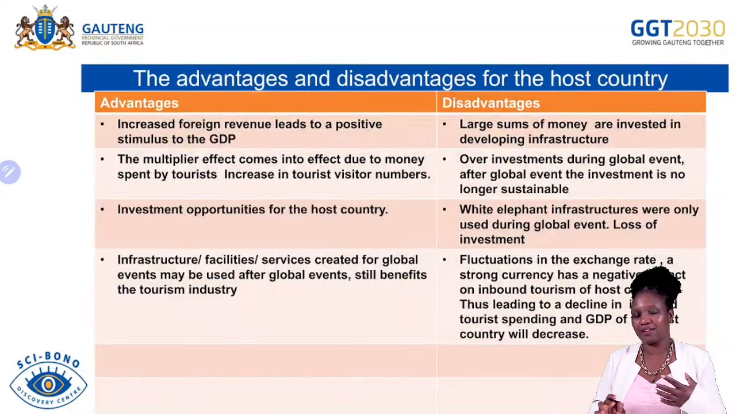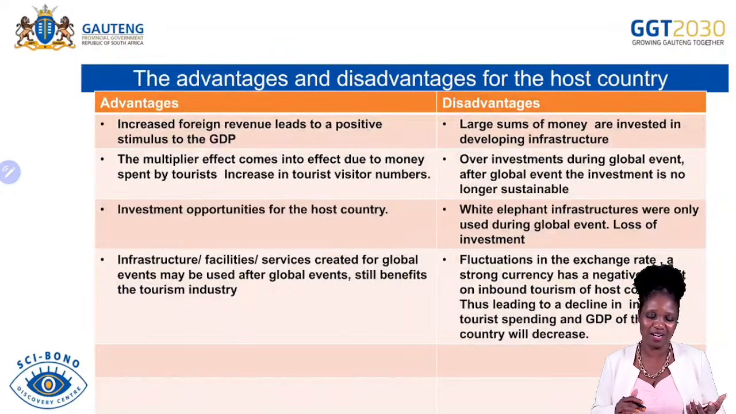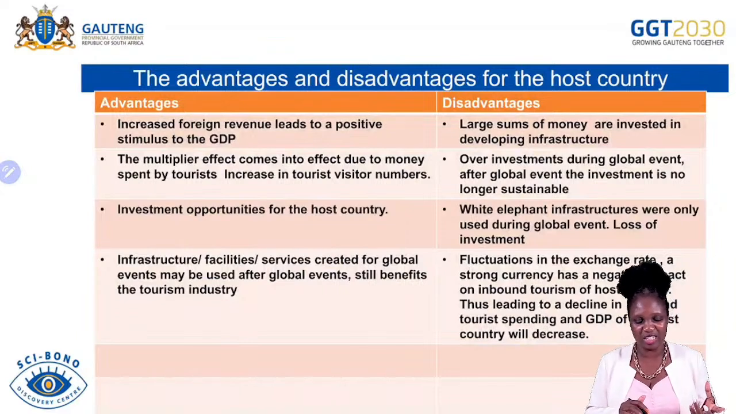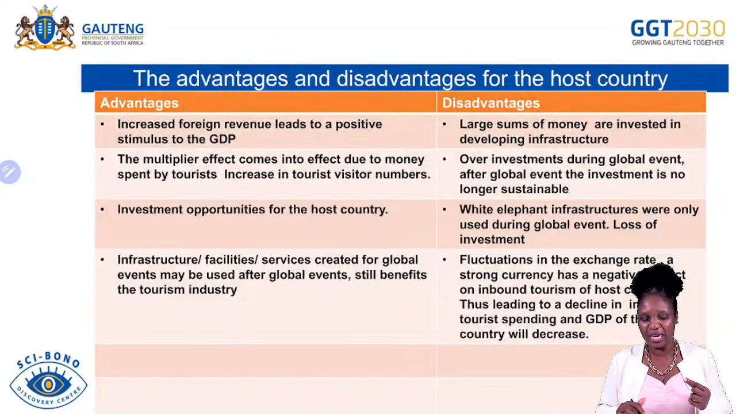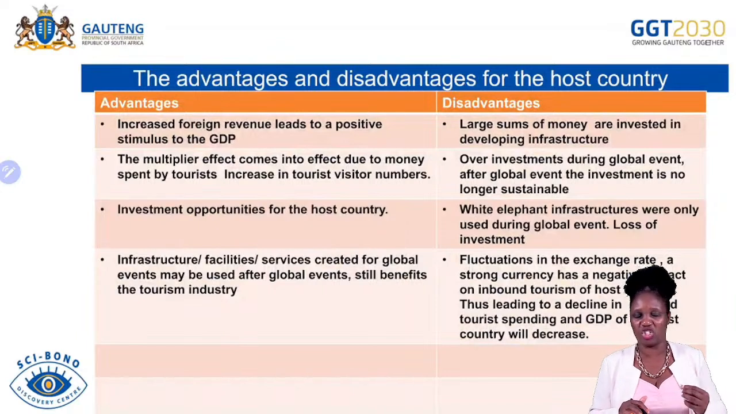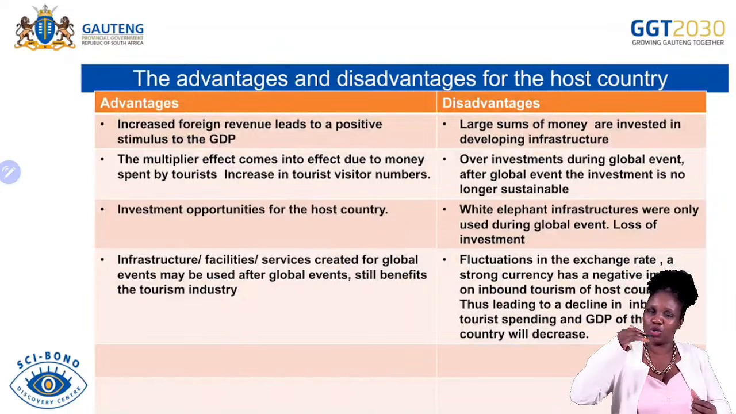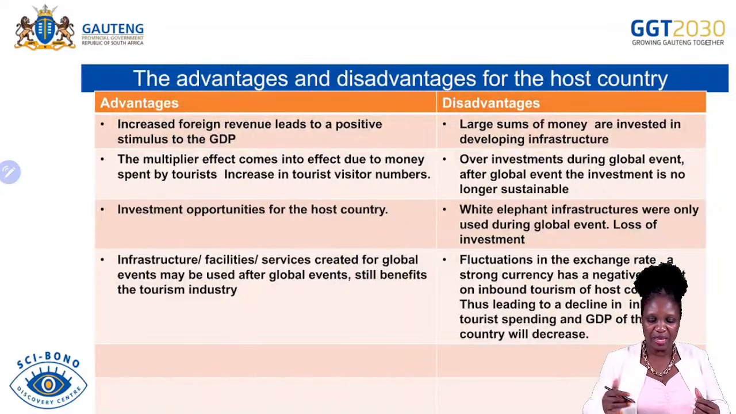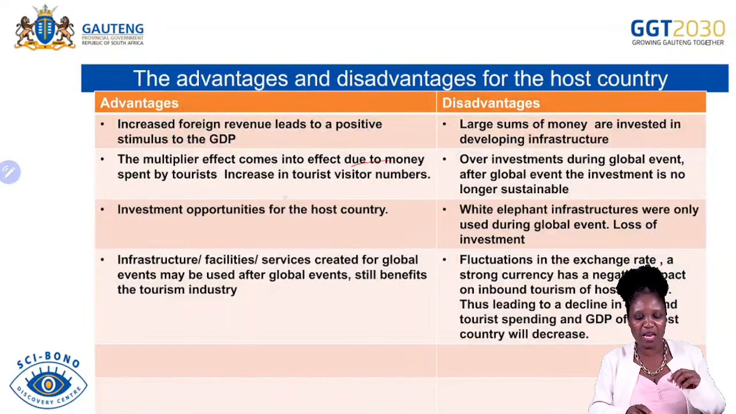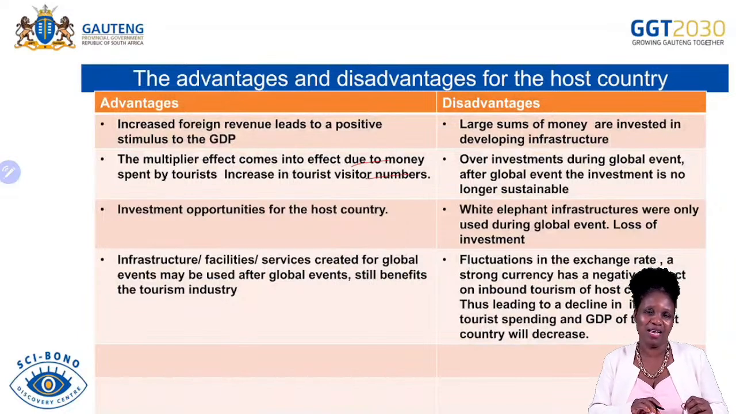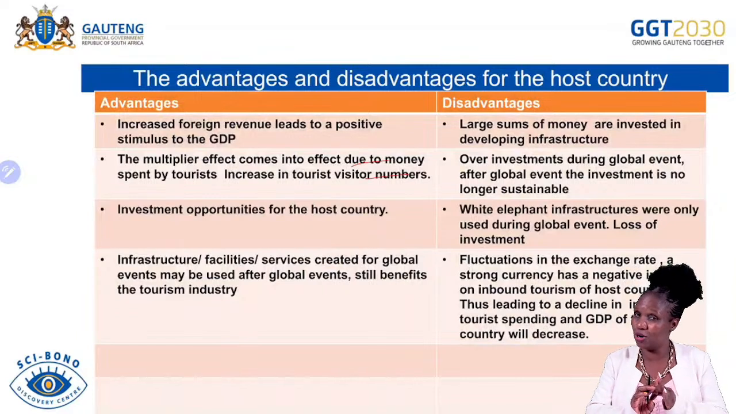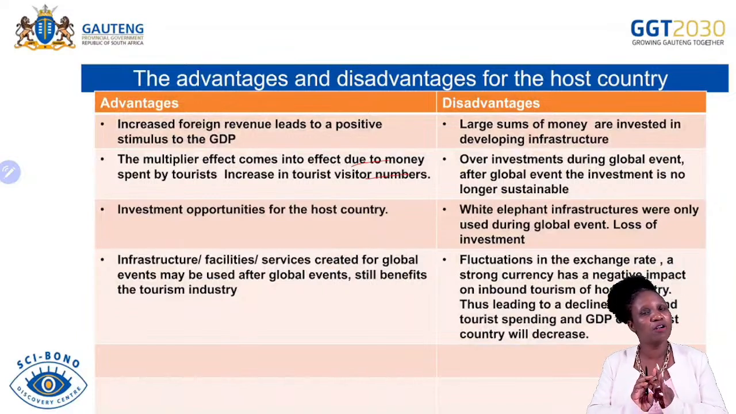And then the advantages and the disadvantages for the host country. All right, let's look at the advantages. Increased foreign revenue leads to a positive stimulus to the GDP. All right, we're now talking about the gross domestic product. And the multiplier effect comes into effect due to money spent by tourists and increase in tourist visitor numbers. All right. Remember we said when foreign tourists come to the country, they will spend money on transport. They will spend money on accommodation. They will spend money on food. All right.